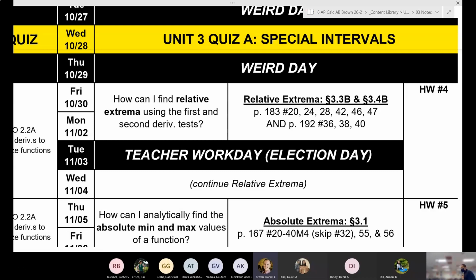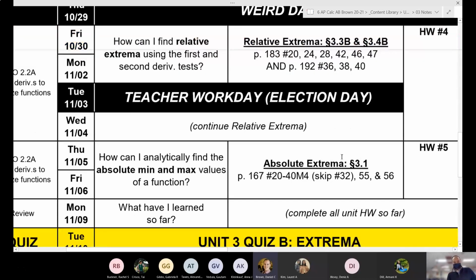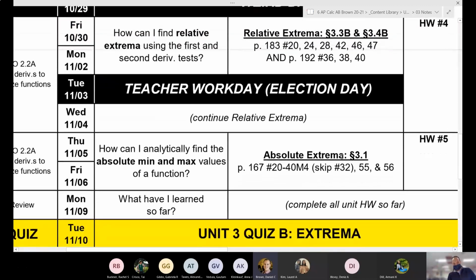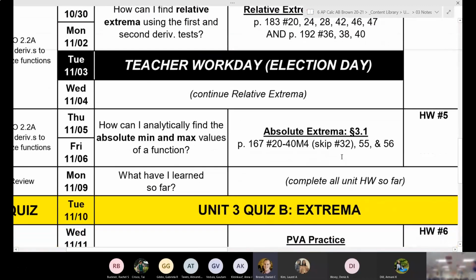Looking at the rest of this week, I did, of course, have to adjust the calendar a little bit. Remember, I'm no longer giving you that quiz B in class. I'm going to allow it to be a take-home quiz, which hopefully makes it better grades for some of you. I'm going to make that take-home quiz available on Friday, and that quiz will still cover extrema. So for the rest of the week, we'll be looking at absolute extrema tomorrow and Thursday. Friday will be a work day. If you finish the homework, we can go ahead and start that take-home quiz.